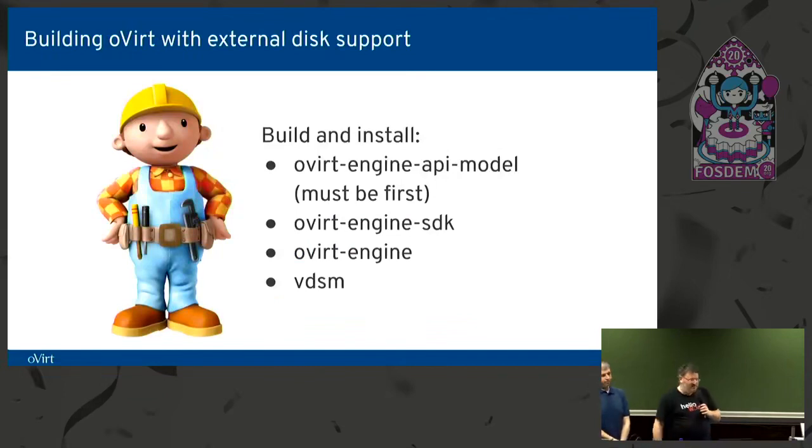And once you finish all the changes, you need to build oVirt. It's not so trivial. First, you need to build the oVirt engine API model, because engine depends on it, and the SDK depends on it. And once you build everything, you can build VDSM and try everything.